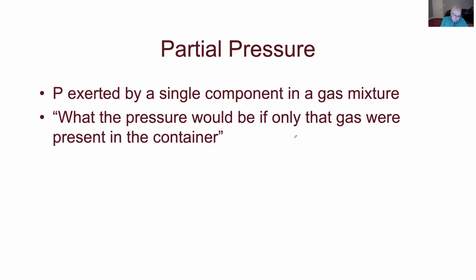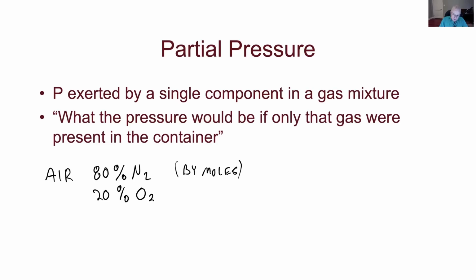A good example of that is just air. If I take the air in the room where you are, and for purposes of argument, let's just say it's 80% nitrogen and 20% oxygen. That's about right. We could get better numbers and include trace amounts of other things. But those would be the percentages, let's say by moles. So of all the molecules in the room that you're sitting in while you watch this, about 80% of them are nitrogen, 20% of them are oxygen, okay?